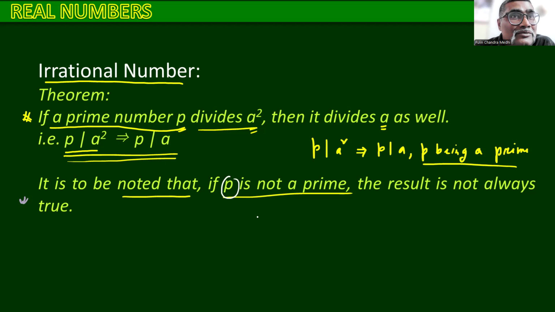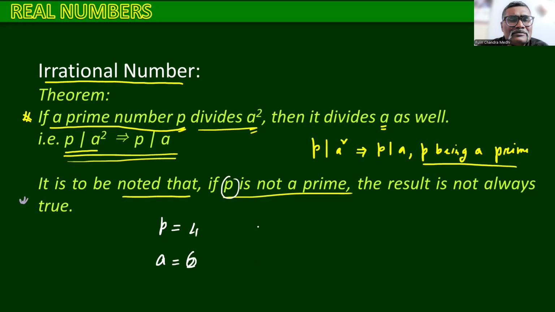If P is not a prime, what may happen? That I want to show you. You have to consider a number which is not a prime. Say I'm considering 4, right? And the number A I want to consider as 2. Or maybe, let me consider a little bigger number, 6.